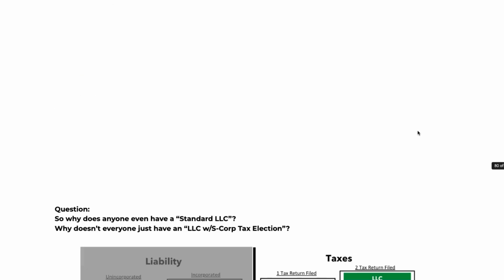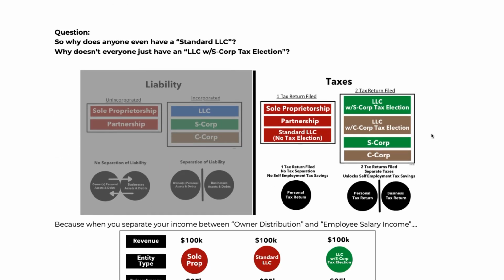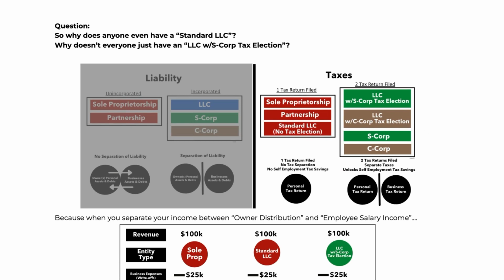Now, before we close out this training, I do want to answer one more question that will come up a lot for beginner business owners. It's like, hey, why does anyone even have a standard LLC? So like this puppy right over here, this standard LLC, no tax selection, what's the point of it? Why doesn't everybody just off the bat open an LLC and immediately file that tax selection form with the IRS and then start to actually get into this category over here? Like, why not do that? And why not actually separate from the get-go?